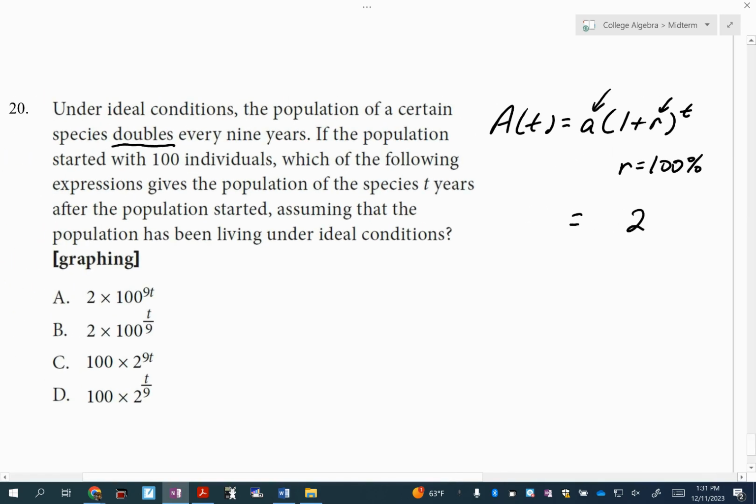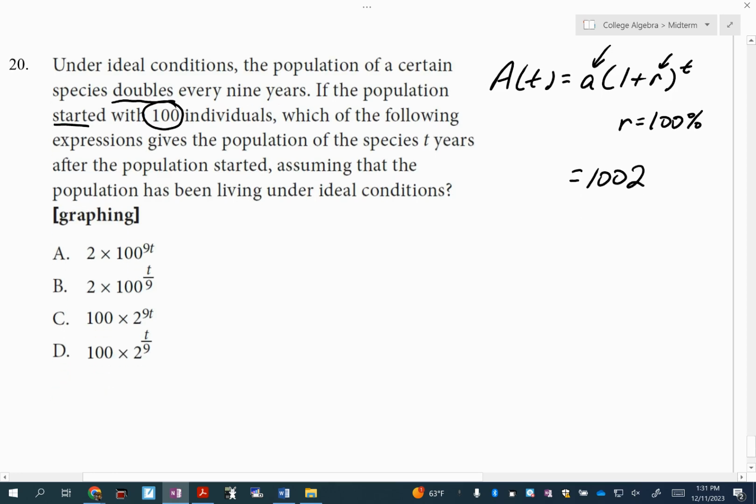A, if you remember, lowercase a is the initial amount. It says the population started with 100 individuals. So my first thought is A and B can't be right because it doesn't have the correct order of 100 times our base of 2. Now the question is, is it going to be 9 times t or t over 9? And it says the population doubles every 9 years.